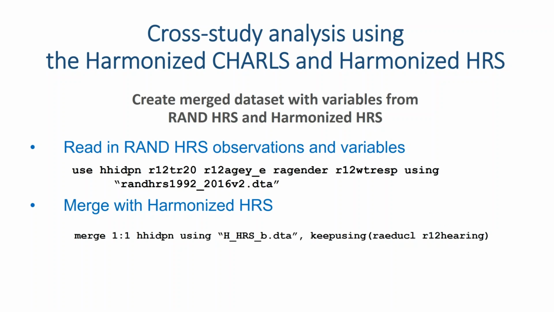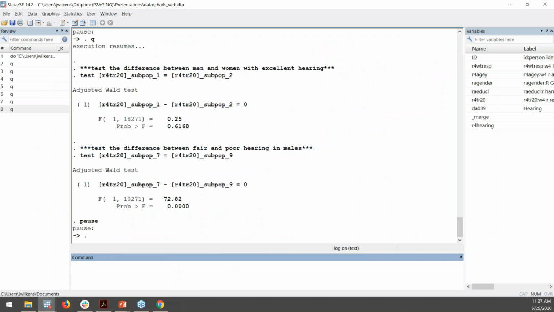So we're going to merge variables from the RAND HRS and Harmonized HRS datasets together. To do that, we're going to use the variables we identified from the RAND HRS using the RAND HRS dataset. And we're going to do a one-to-one merge using the ID variable HHIDPN using the Harmonized HRS dataset. Then we're going to specify to keep using only the variables we need. So let's go ahead and check out this merge in Stata.